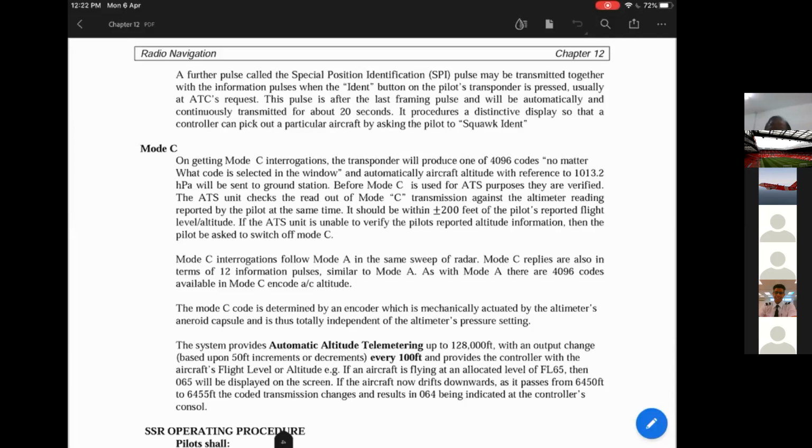If the altimeter reading differs by more than 300 feet, mode C will not be further utilized. Or the controller will tell you, switch off mode C. If the height difference indicated by you and what we see on the screen is more than 300 feet, in your book it is written 200 feet. 200 feet is applicable in America. As far as the YASA is concerned, we follow a pattern of 300 feet.